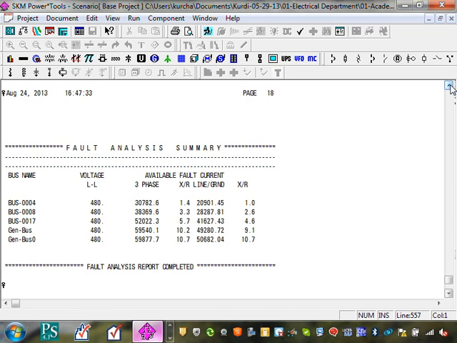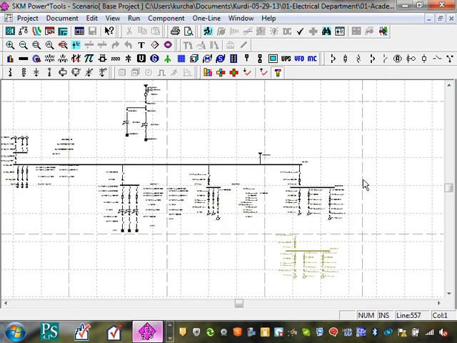Any comments, guys? Any questions? So that's how you do the short circuit calculation if you have software. There are a lot of calculators in the industry that you can go and use to calculate your short circuit.